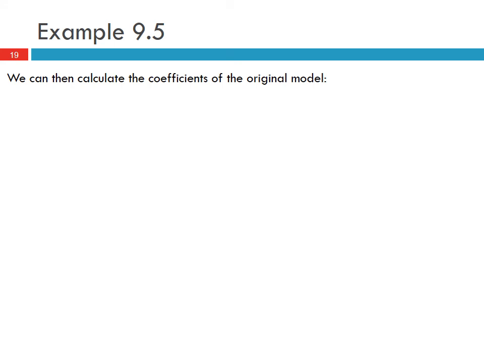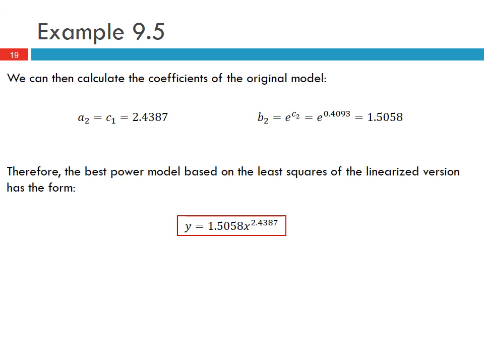So now that we know the coefficients of our linearized model, we can calculate the coefficients of the original model. A2 is just equal to C1, which is 2.4387, and B2 is equal to e to the power of C2, which is 1.5058. So the best power model based on the least squares of the linearized version of the data has the form shown here. y is equal to 1.5058 times x to the power 2.4387.